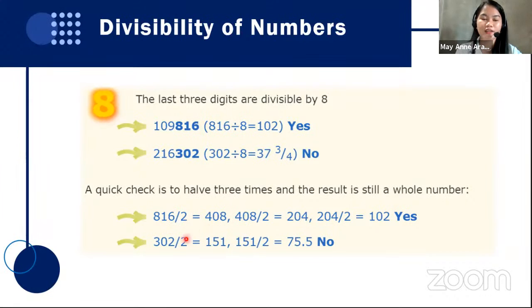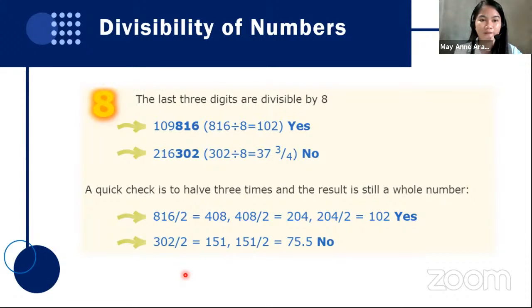Now, for 302, after dividing this by 2, the result is 151. But if we divide again by 2, the result is not a whole number. So therefore, 302 is not divisible by 8.